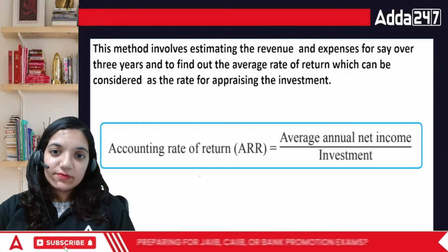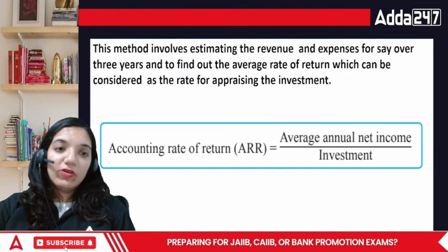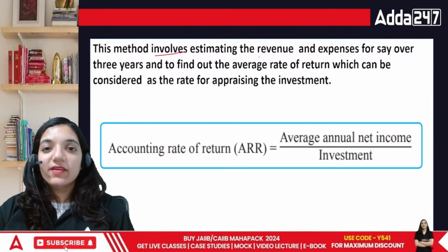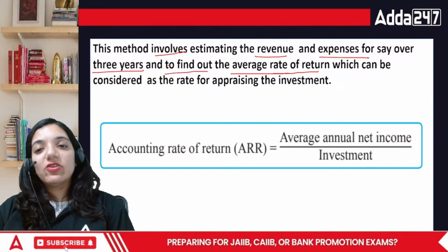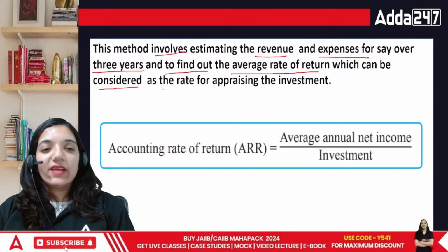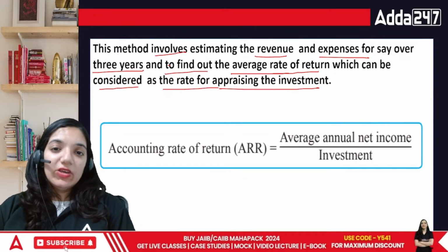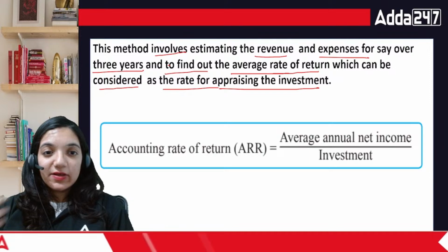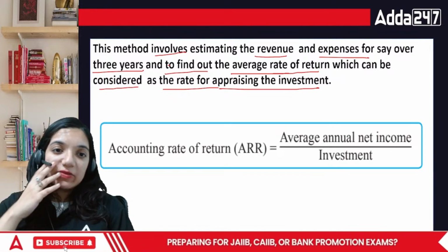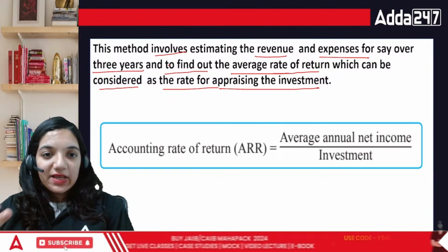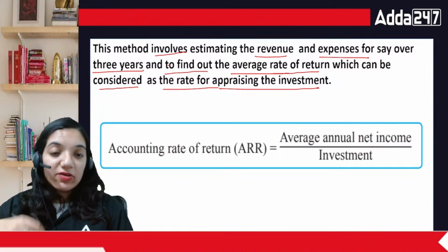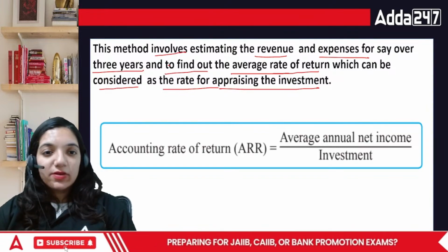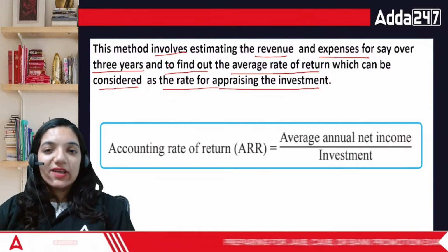Now, this method involves estimating revenue and expenses for, say, 3 years and finding the average rate of return, which can be considered the rate for appraising the investment. You're going to increase the investment further. If I want to increase my investment, I should be getting enough money so that I feel motivated, that I'm getting good money from this business already and I think I should invest more. That particular thing comes out of this area only.